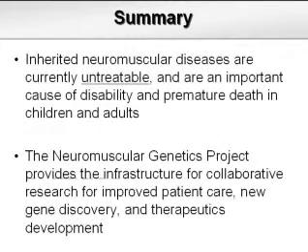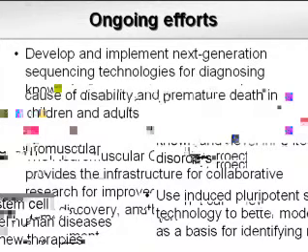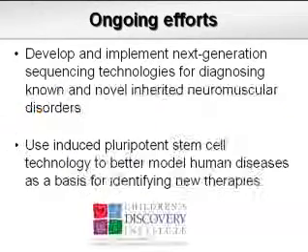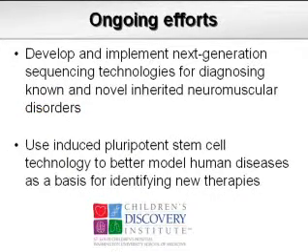So summary is, these diseases, as I said, are untreatable, and they are an important cause of disability and premature death in both children and adults. And this project really provides an infrastructure for studying these here at WashU for both gene discovery and therapeutics development. And like I said, the things where we're going, I think we're going to do very well in terms of identifying essentially very high numbers, if not all the gene defects in our patients very soon.